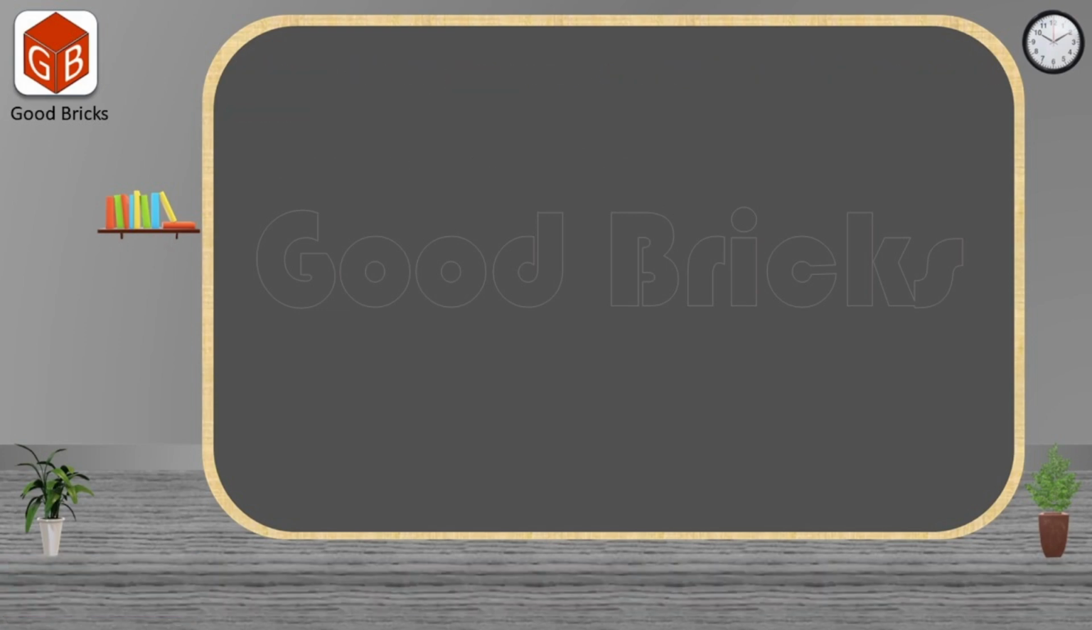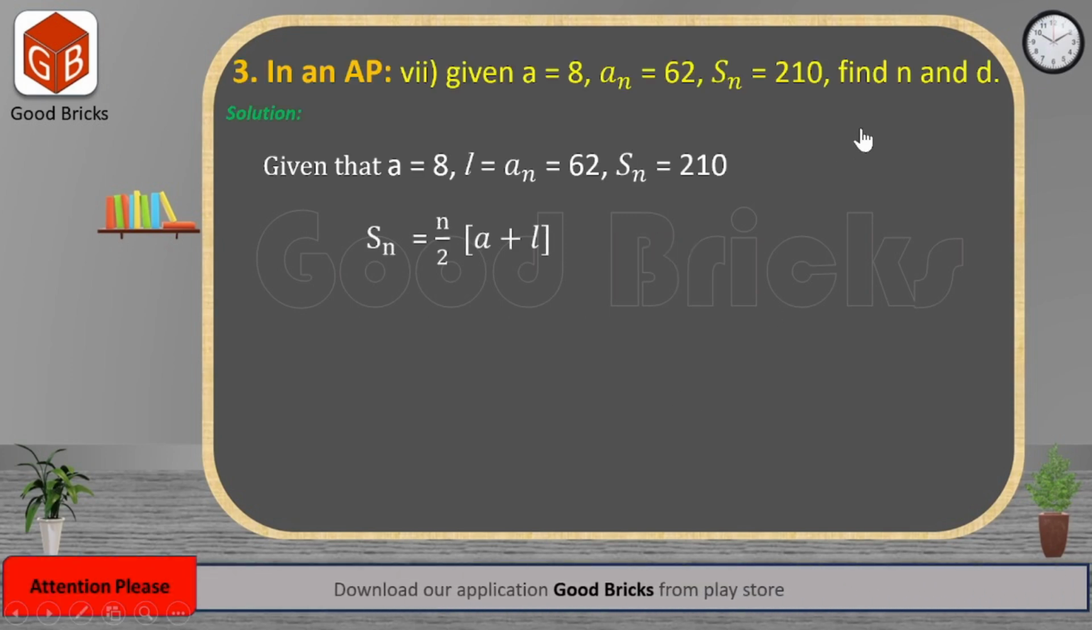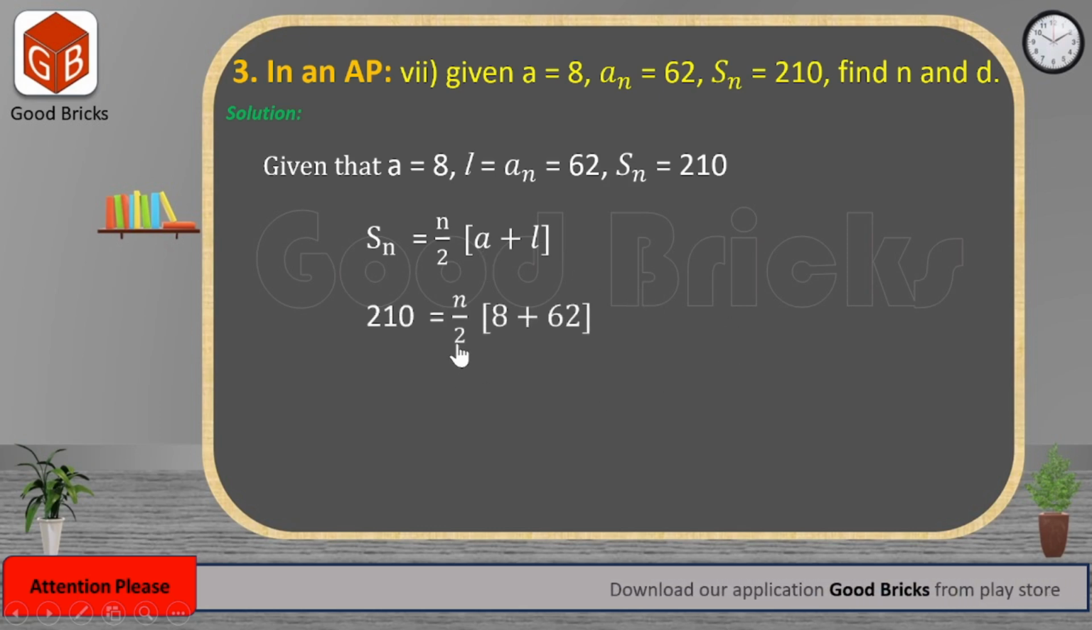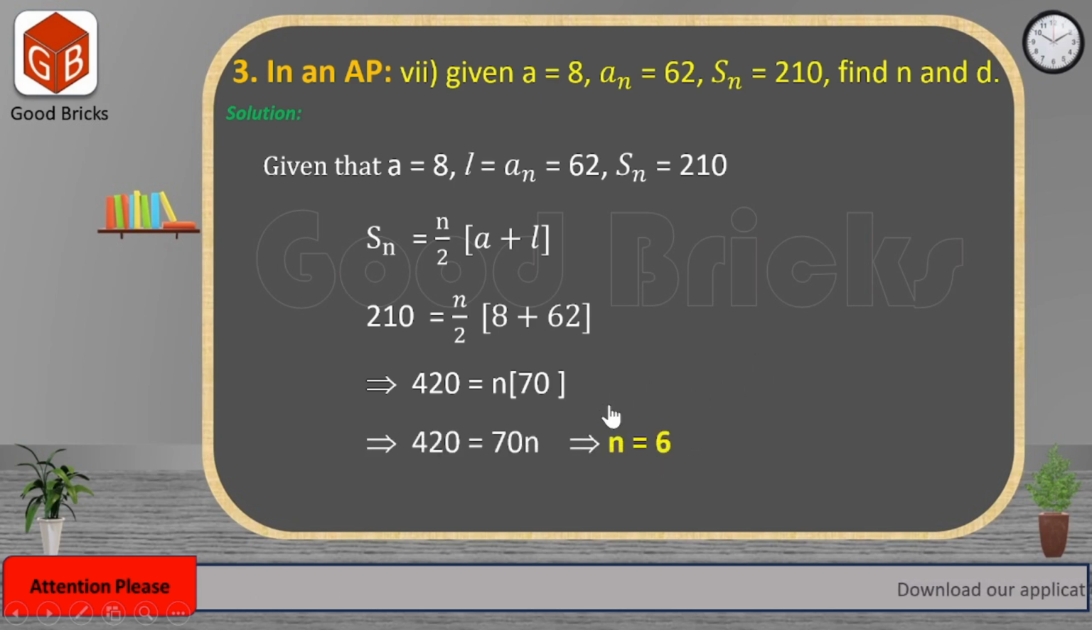So let us find first the value of n. To find the value of n, we are going to use the sum of the n terms formula. What is that? n by 2 of (a plus l). Here n we don't know, we are going to find, but we know the Sn value, a value, and l value. So that is what we are going to substitute. When you transpose this 2 towards the left side, you have to multiply with 210. So after multiplication you can write 420. Similarly on the right side, 8 plus 62, you got 70. Finally after simplification we will get n is equal to 6.